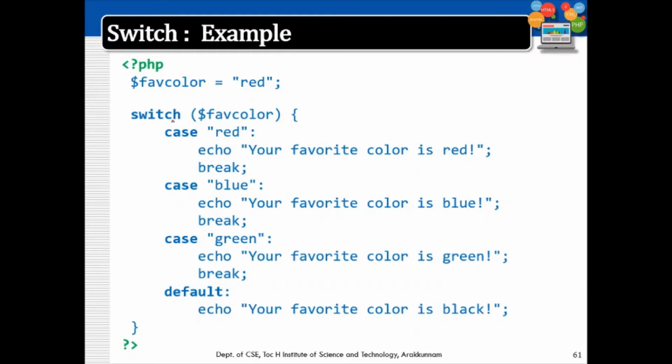Here is an example of a switch statement. Switch on favorite color, then we have given different cases: case red, blue, green, etc. That will be executing and giving the output as per the corresponding value.